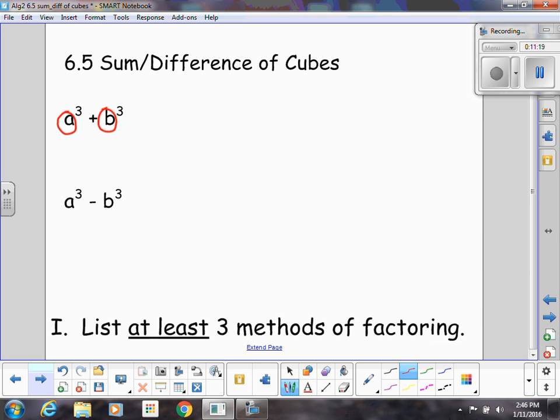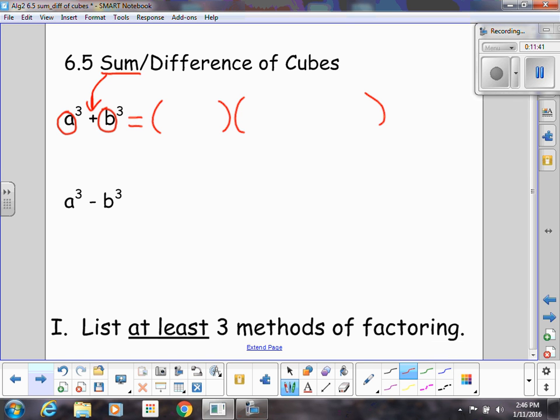Okay, so if I have a sum of 2 cubes, remember sum means that I'm going to be adding 2 things together, and cubes means that they are both raised to the 3rd power. So if I have a sum of 2 cubes, I know that they are going to factor like this. There's going to be a parenthesis that only has 2 terms, and then another parenthesis that has 3 terms.